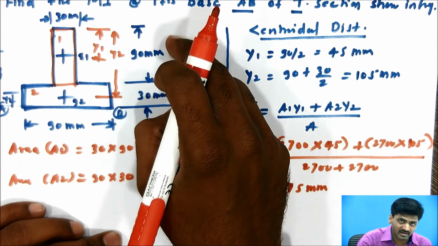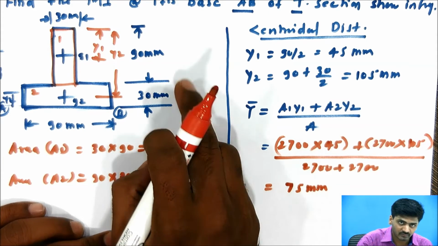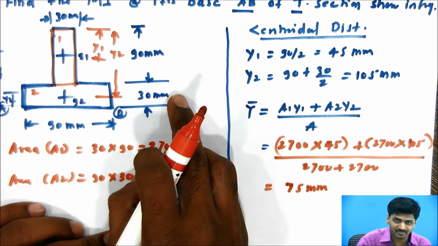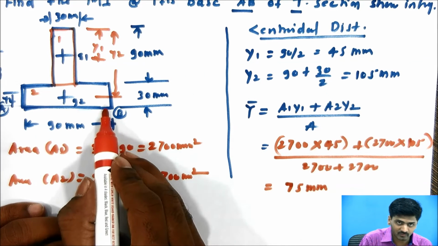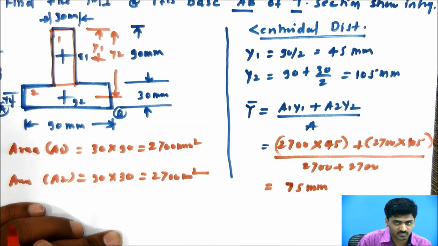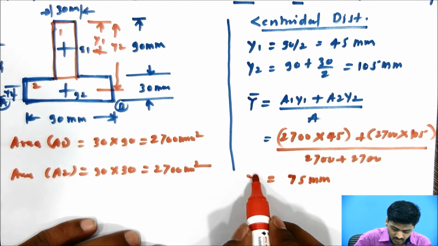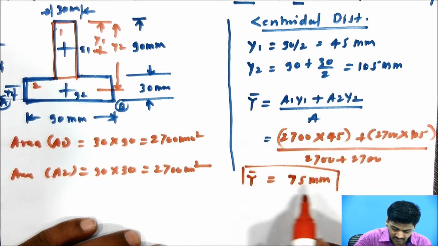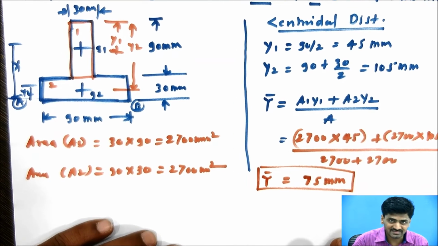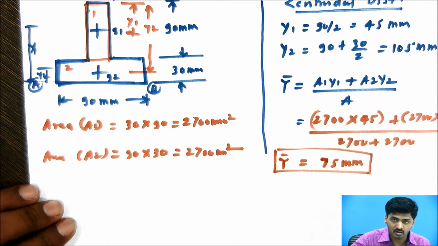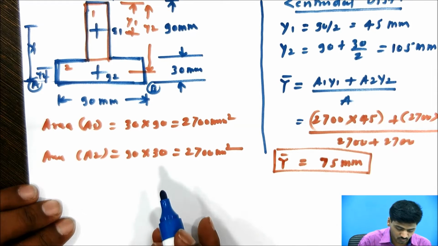Total distance is 90 plus 30. So 90, then 100, 120. 120 minus 75, you will get Y bar from bottom. Clear? Now the Y bar is over. So you may identify the distances, that is H1 and H2 we required. How to calculate this H1 and H2?